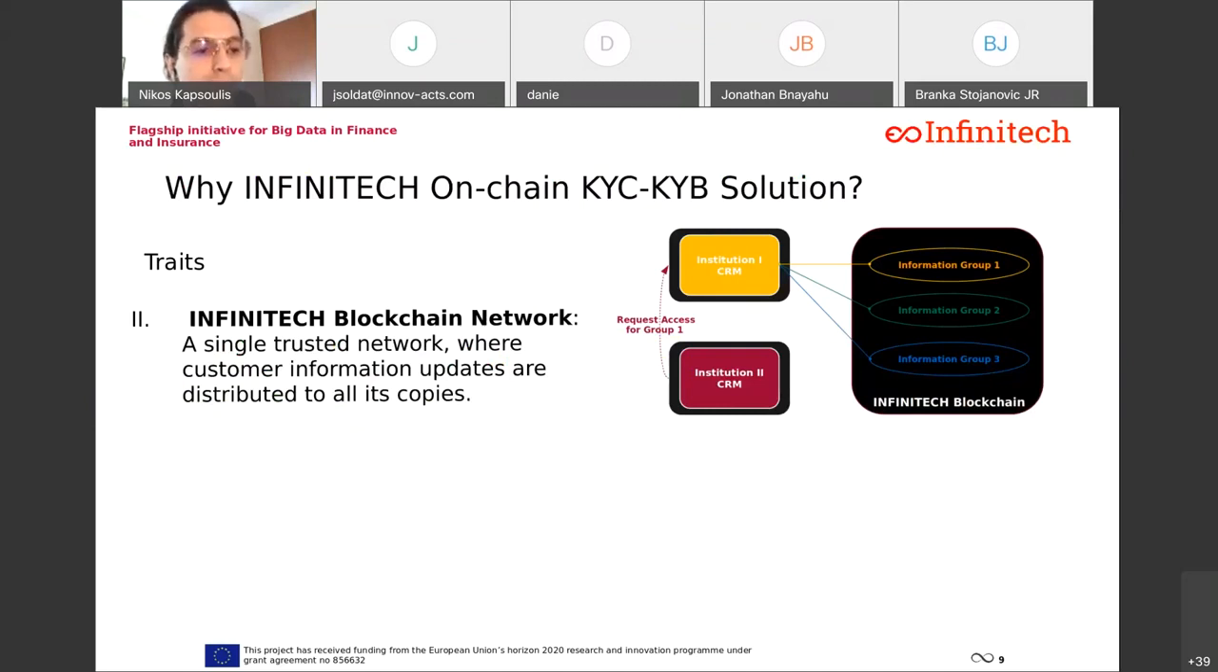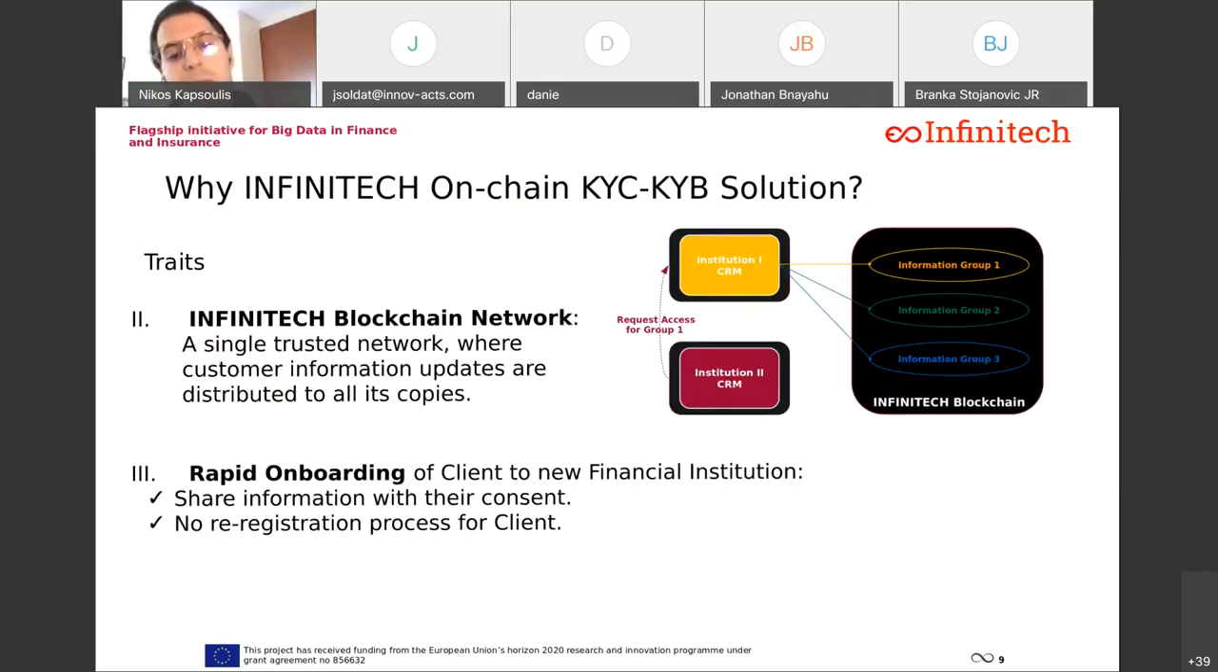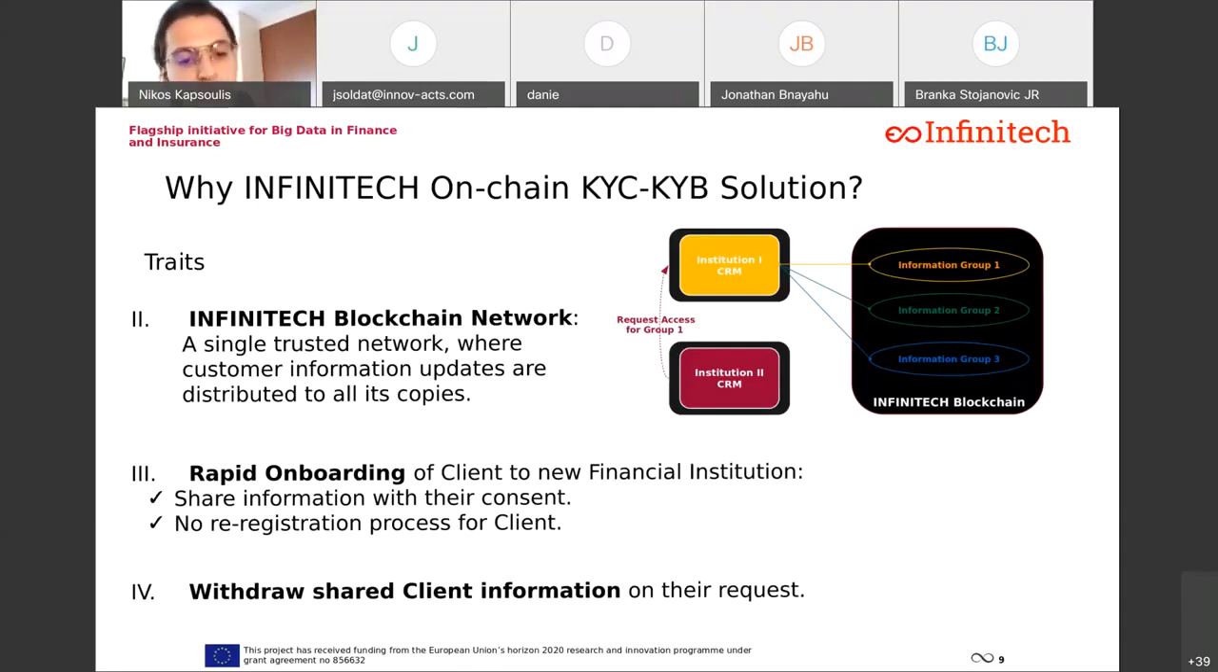The next trait, of course, is rapid onboarding, as mentioned a little bit before. Rapid onboarding means that after the client has initiated business relations with one institution, they can just give their consent, their approval, to institution one in order for institution two to have their data. In other words, there is no re-registration, as I have already said. With a simple turn of the switch, as we saw in the video, the data is shared among the institutions. And of course, there is the possibility of withdrawing client information on the client's request.